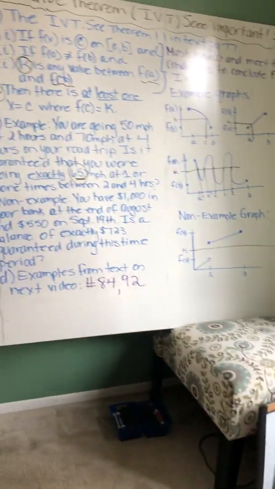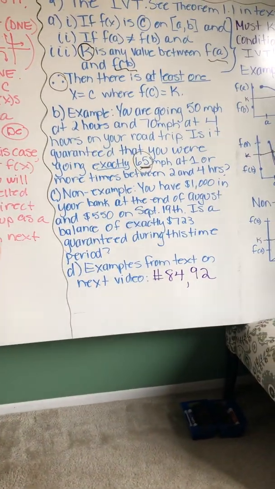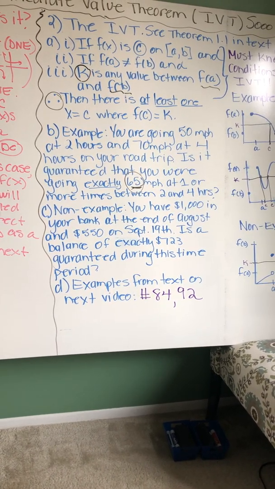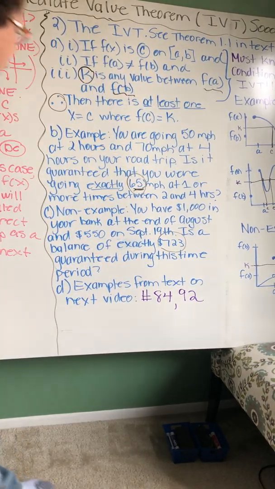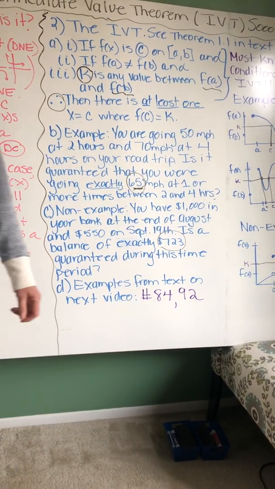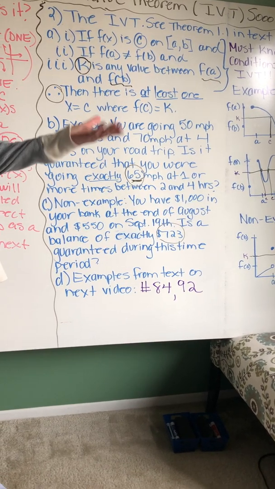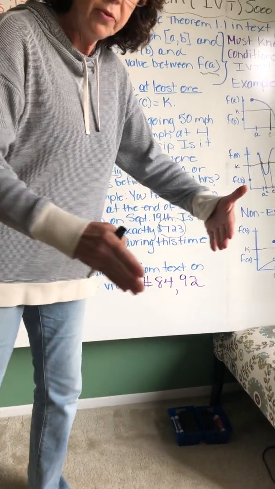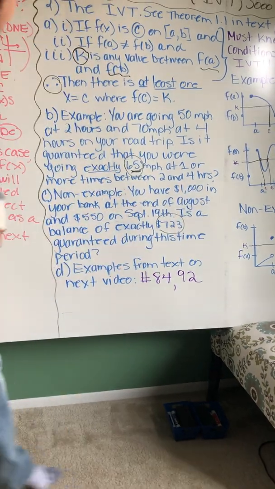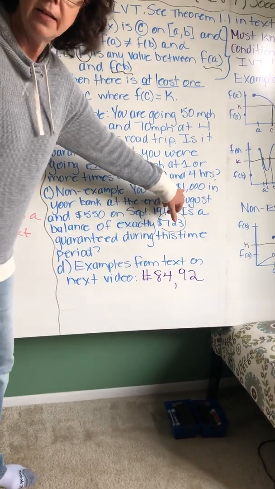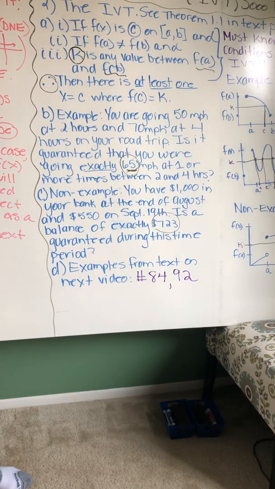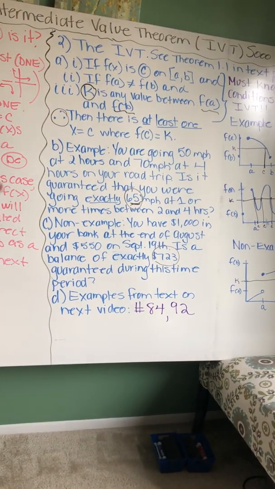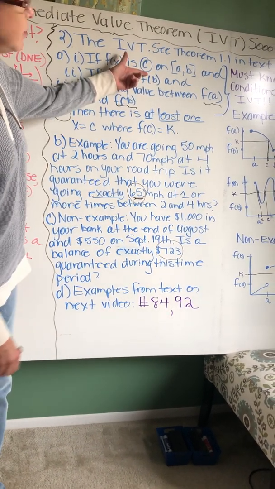Here's a non-example in the real world. You have $1,000 in your bank at the end of August and $550 on September 19th. Is a balance of exactly $723 guaranteed during this time period? No, it's not, because when you take money out or put money in, it's not continuous. You don't have to go through every possible dollars and cents between 550 and 1,000. It jumps. It's not a continuous function. So it's not guaranteed that you had exactly $723 at some point during that time because it was not continuous.